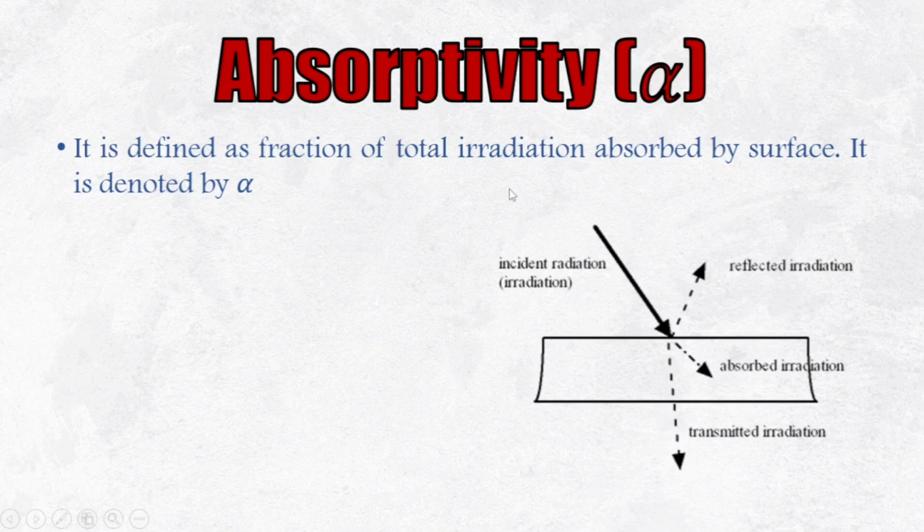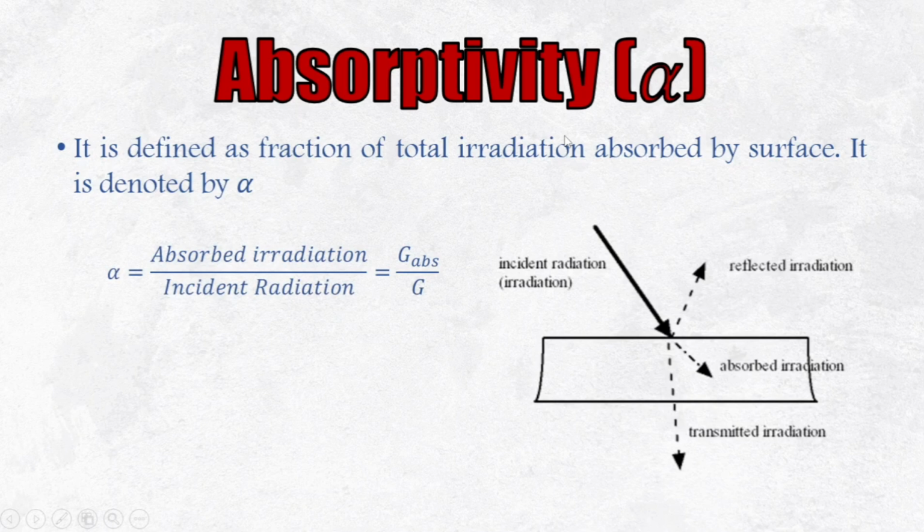Okay, so what is absorptivity? Absorptivity is the ratio of absorbed irradiation divided by incident radiation. Okay, so for example, if total radiation falling on the surface is 100 watt per meter square, and if 70 watt per meter square of radiation is absorbed by the surface, then absorptivity will be equal to 70 divided by 100, that is 0.7. Okay, so the value of this alpha should always be between 0 and 1.